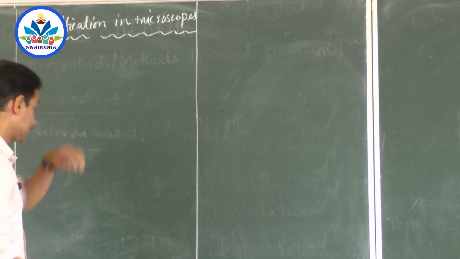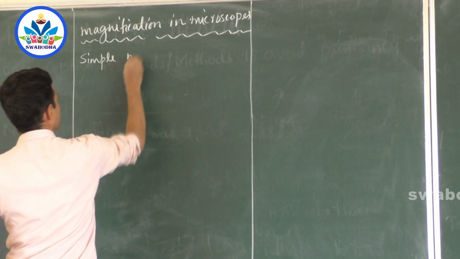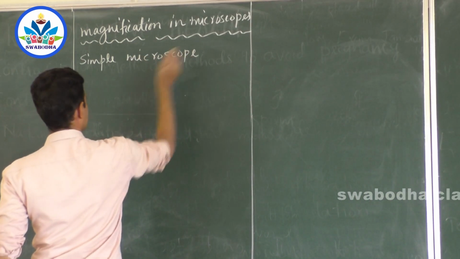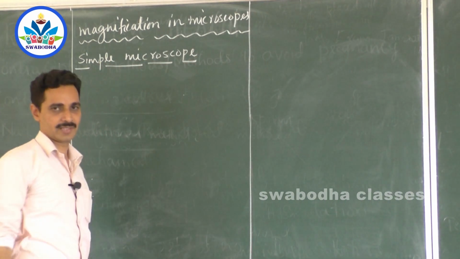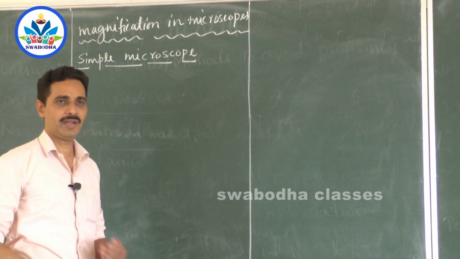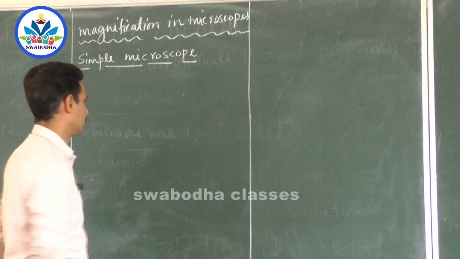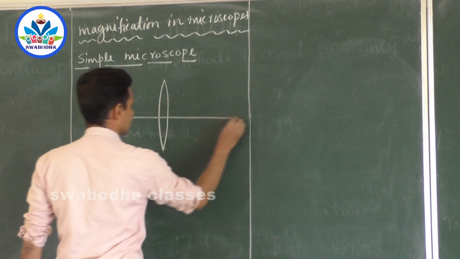And you know that there is a simple microscope. What is a simple microscope? A simple microscope is a simple convex lens, in which the object is kept within the focus, and the image is magnified on the same side, enlarged, erect, virtual. That is a simple microscope. So if you draw the ray diagram for a simple microscope, it will be like this.